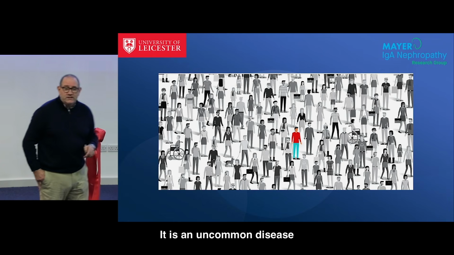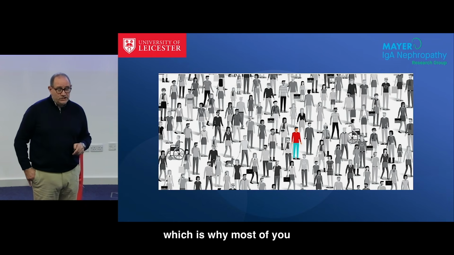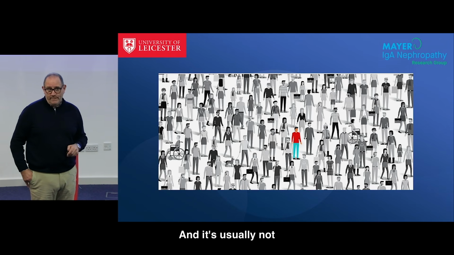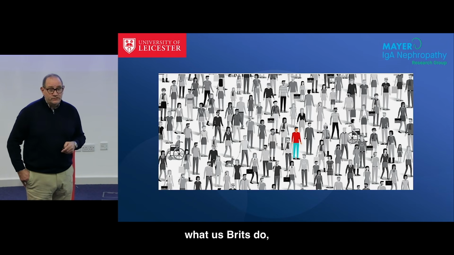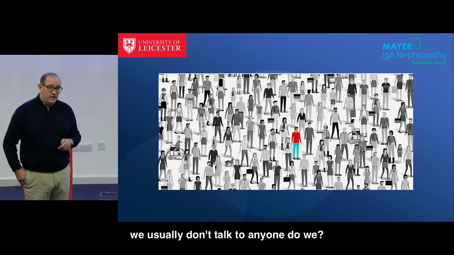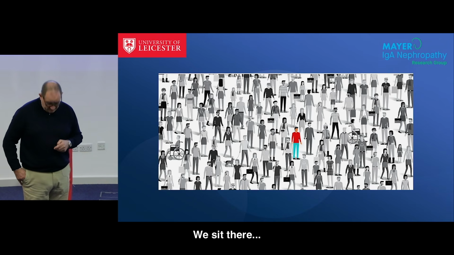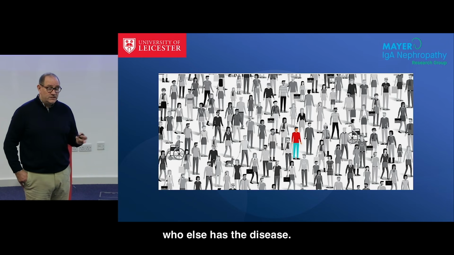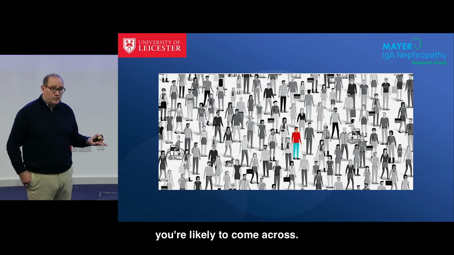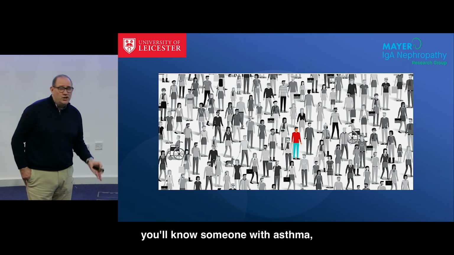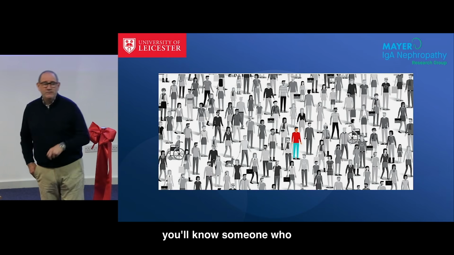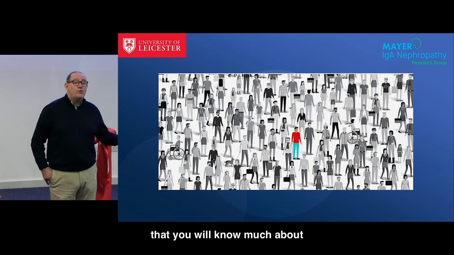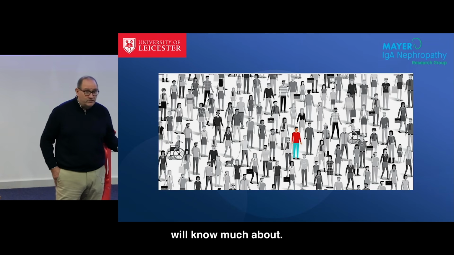It is an uncommon, rare disease, which is why most of you may never have met another patient with IgA nephropathy. And it's usually not what us Brits do, which is when we're sat in a waiting room, we usually don't talk to anyone, do we? We sit there. So we have no idea who else has the disease. And it's not something you're likely to come across. You'll know someone with diabetes, you'll know someone with asthma, you know someone who may have had a heart attack, but it's not something that the general community will know much about.